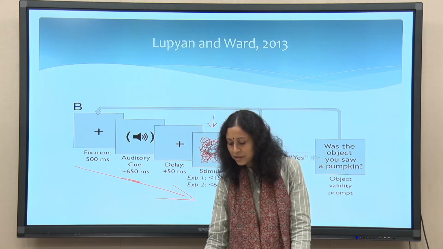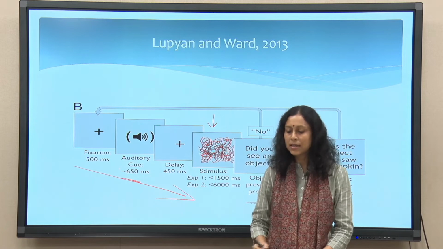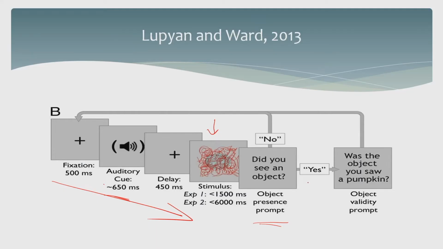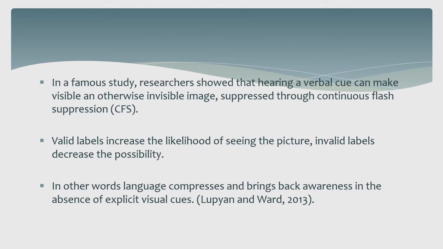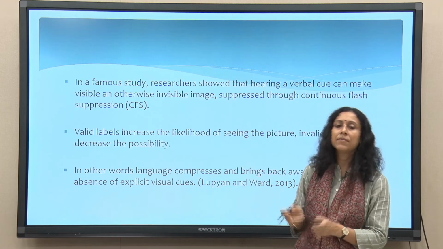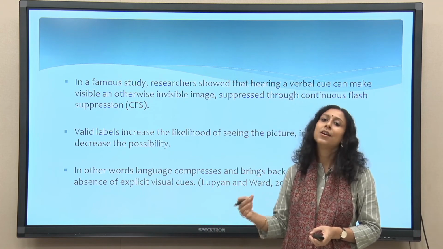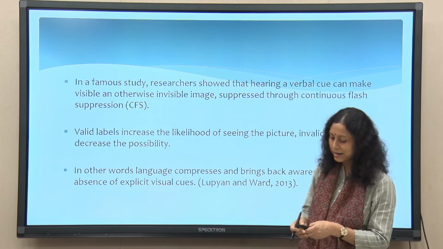And then there is the question, did you see an object? This is asked to ensure that you actually paid attention, and then the validity prompt is given. Was the object you saw a pumpkin, and so on. If they say no, that is one answer. If it is yes, then the validity is, what did you see? Did you see a pumpkin? If they heard the word pumpkin and the visual display was actually a pumpkin which they saw, this is how they validate.